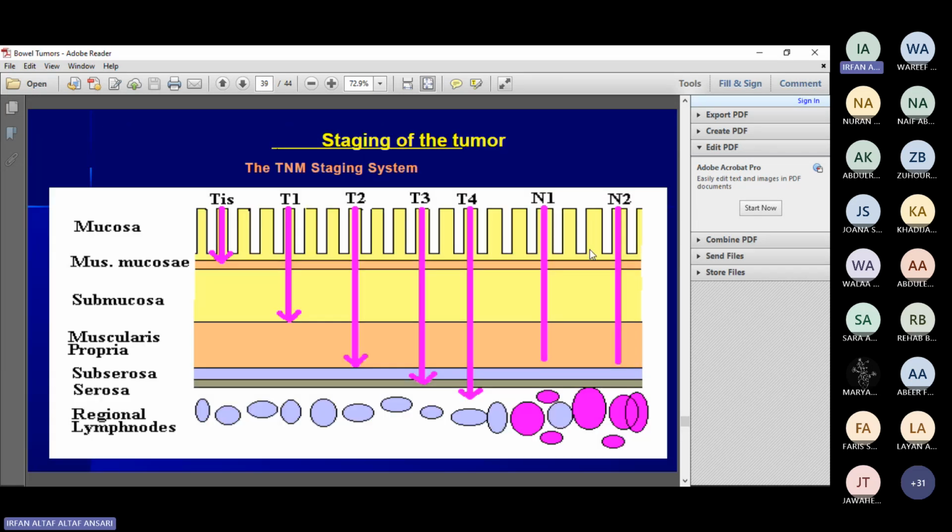So this is TIS, only up to the mucosa, not gone to the muscularis mucosa. T1, just mucosa and submucosa. T2, up to the muscularis. T3, involving the serosa. T4, going beyond the serosa, to adjacent structures. N1, 3 or fewer lymph nodes. 4 or more lymph nodes, N2.